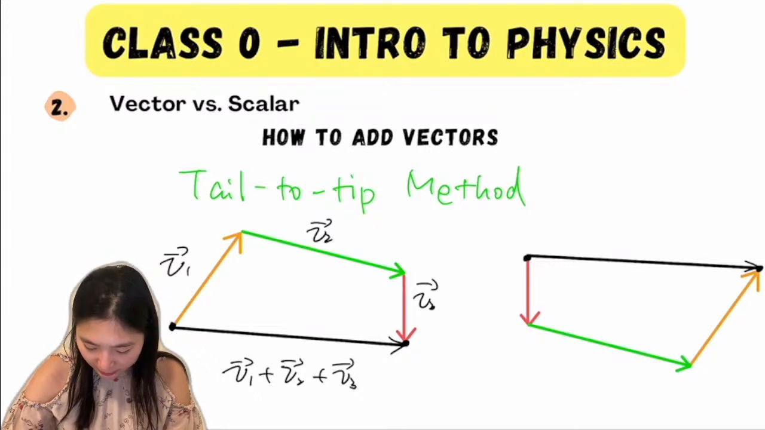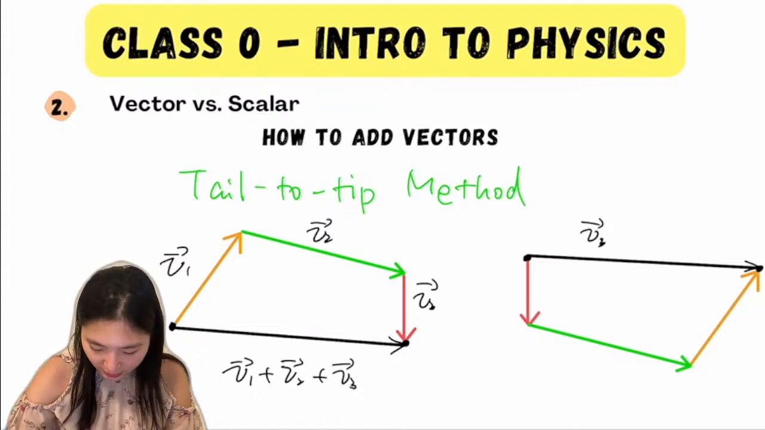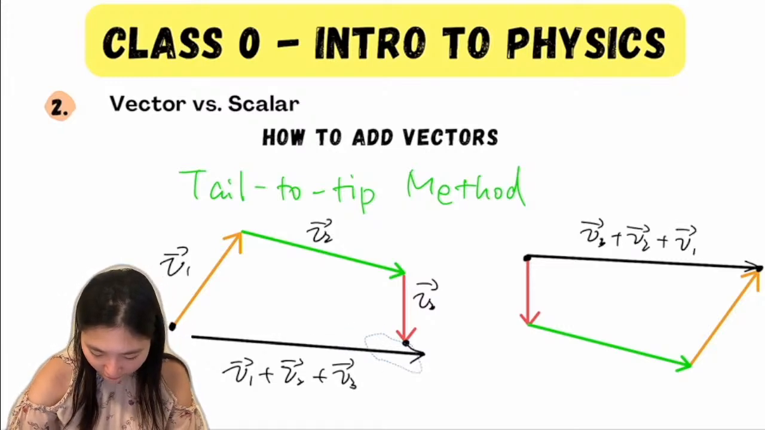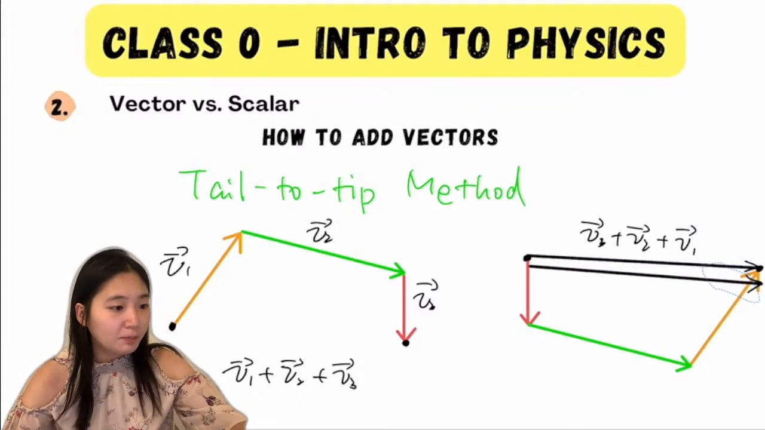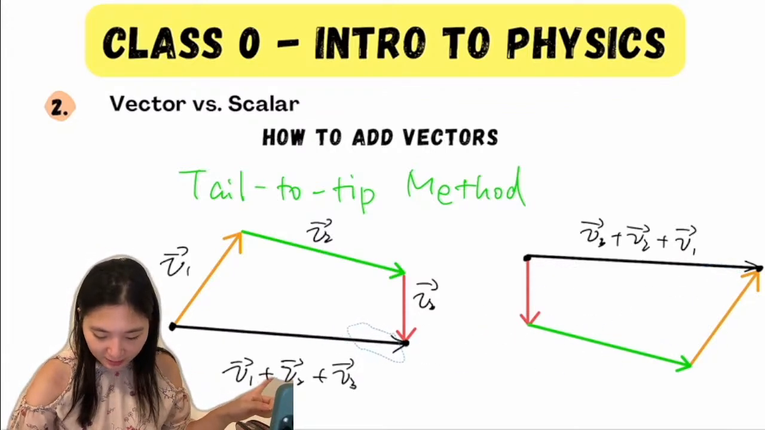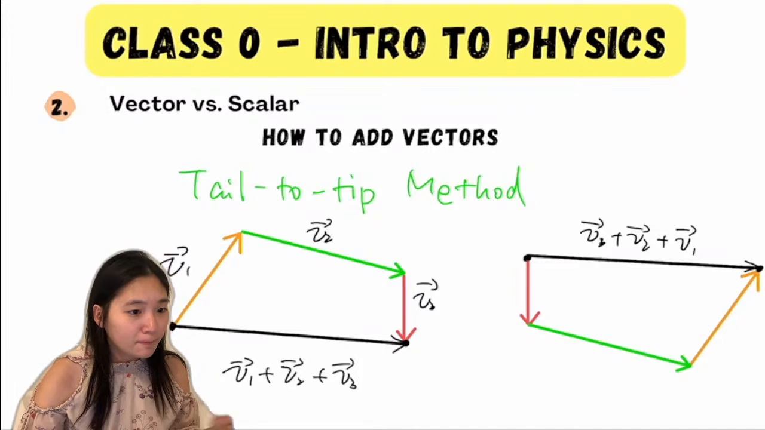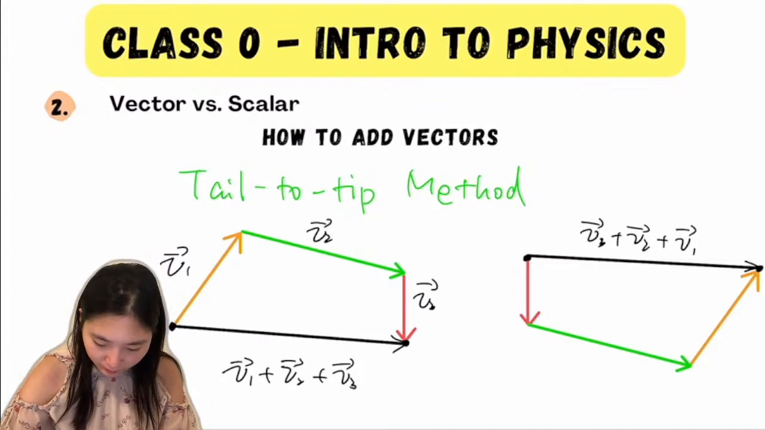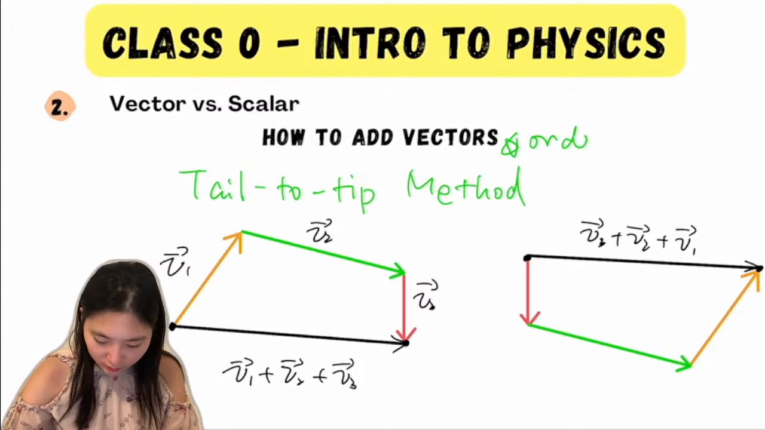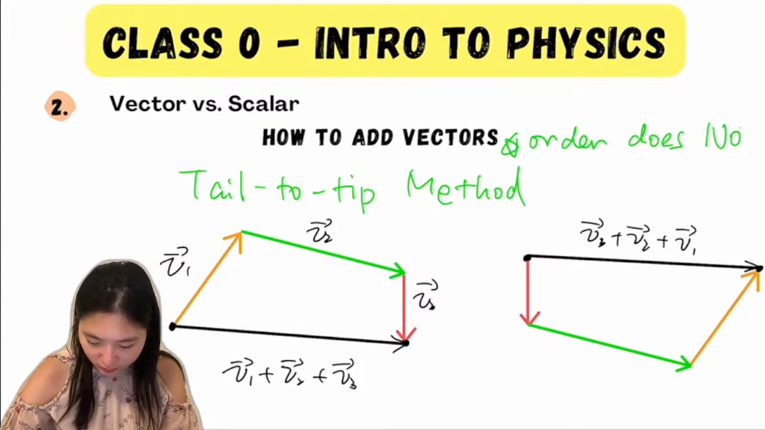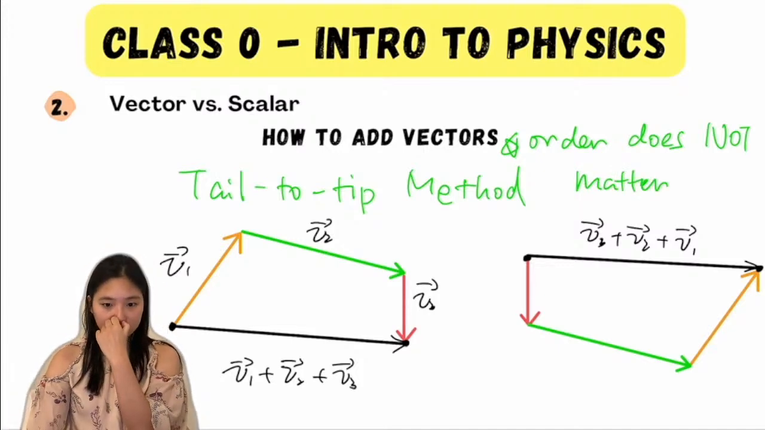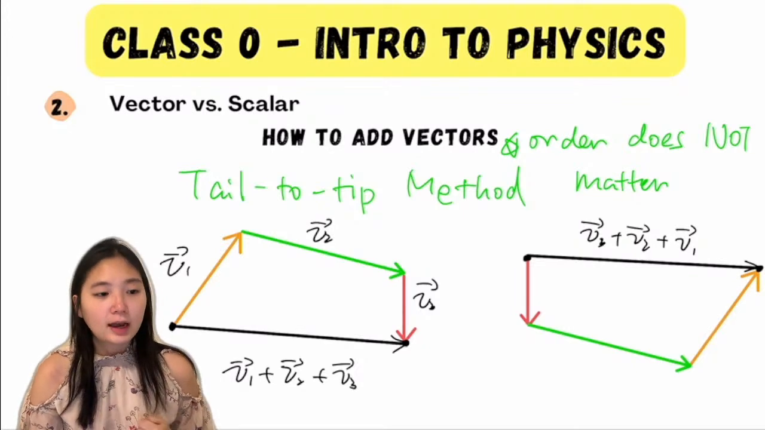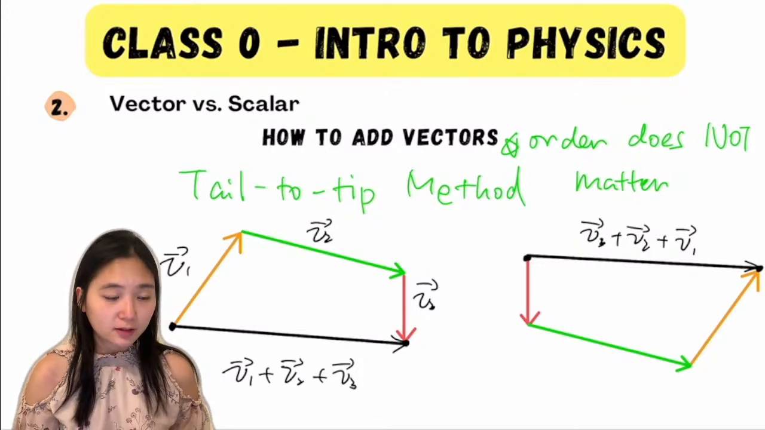Okay, so this is going to be the resultant of vector 3 plus vector 2 plus vector 1. And let's see if these 2 vectors are exactly the same. Well, you can tell that these 2 vectors overlap perfectly, and they are exactly the same, which means the order doesn't matter. Okay, so that's how I add up the different vectors graphically.